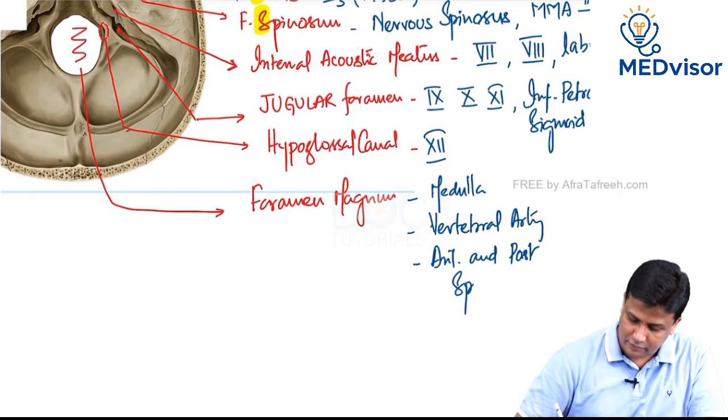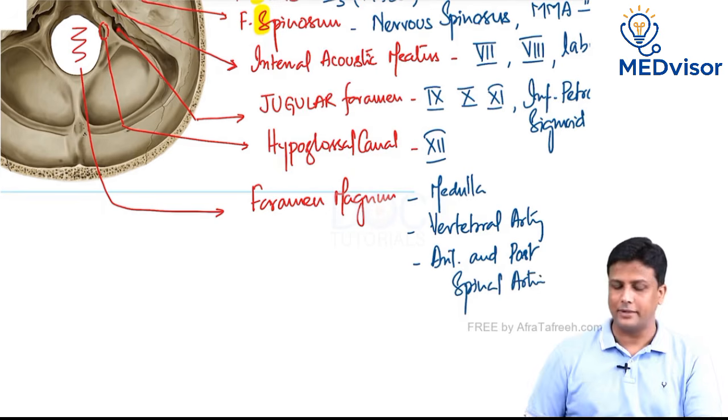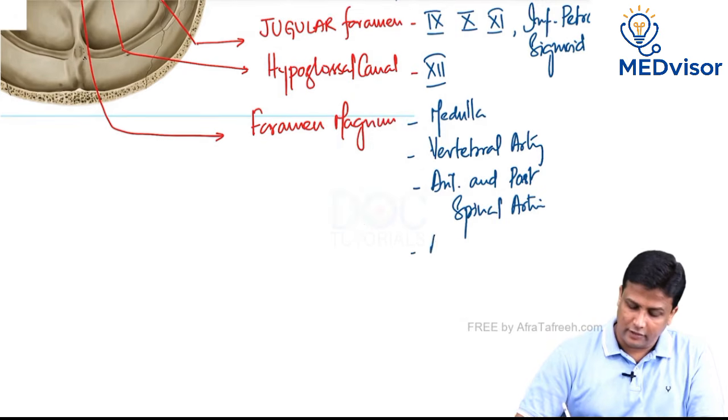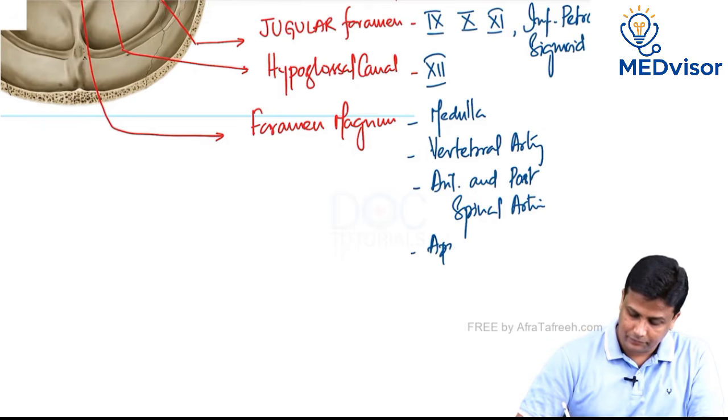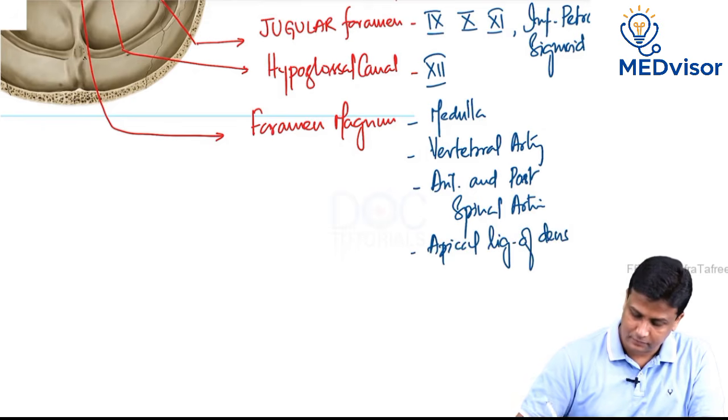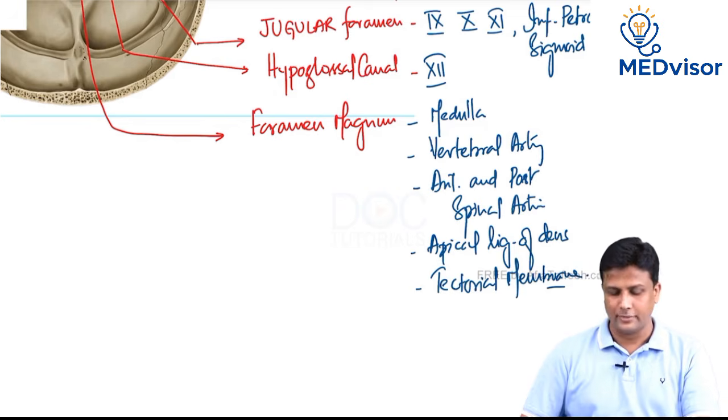Anterior and the posterior spinal arteries are also going to pass through the foramen magnum. And then you will be able to find the apical ligament of Dens, and even the tectorial membrane, guys. There will be one more membrane there, that is tectorial membrane. That is actually the continuation of ligaments only.